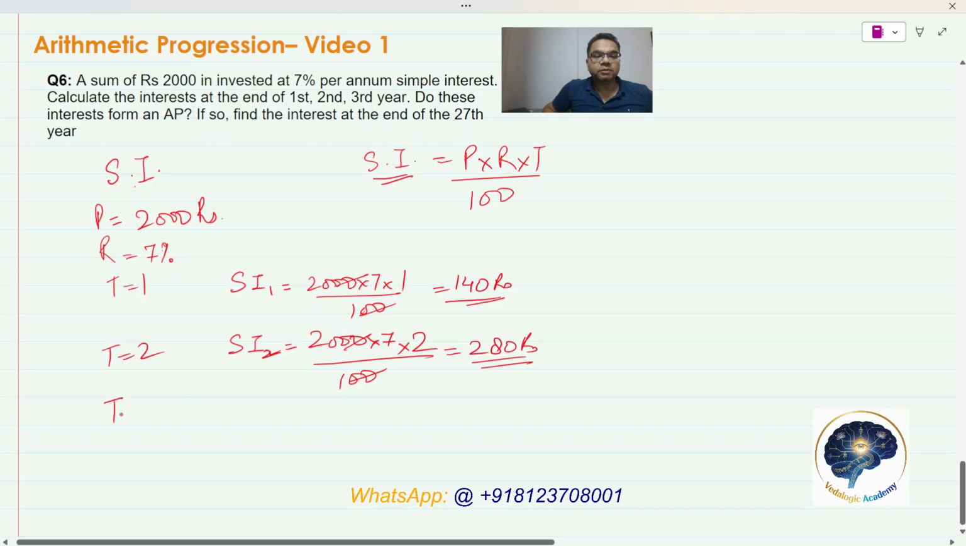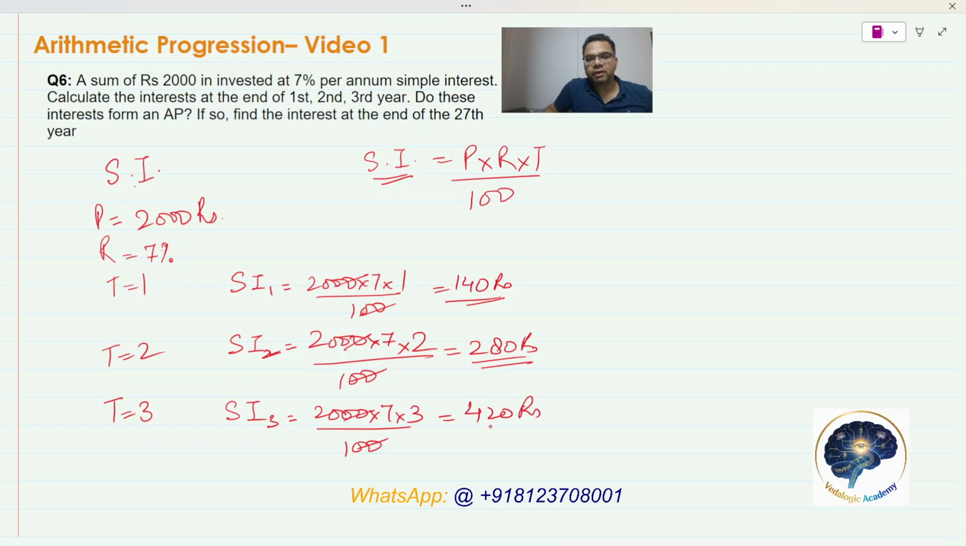Let's calculate for term 3 as well, for the third year. SI3 equals 2000 into 7 into 3 upon 100. This gets cancelled. 7 2s are 14, so 420 rupees.